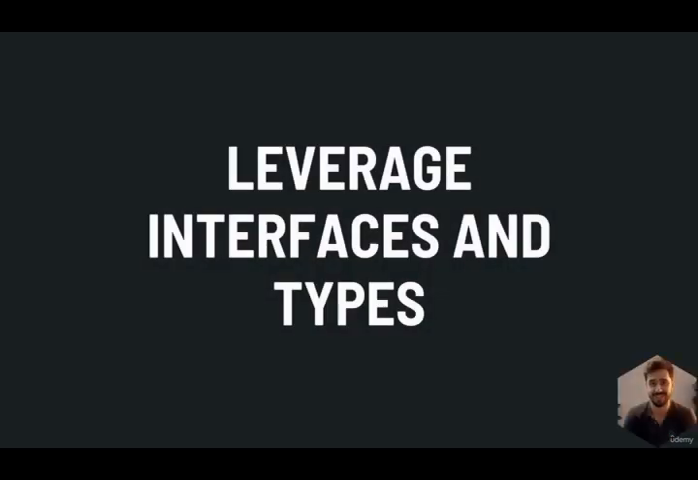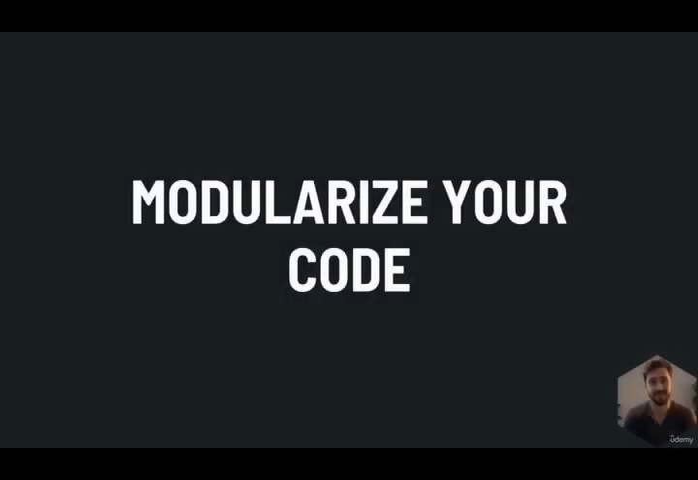Leverage interfaces and types. Use interfaces and types effectively. They are powerful tools for defining the shapes of objects and function signatures, making your code more predictable and easier to refactor. Modularize your code. Break your codebase into smaller, reusable modules. This not only makes your code more manageable, but also easier to test and debug.